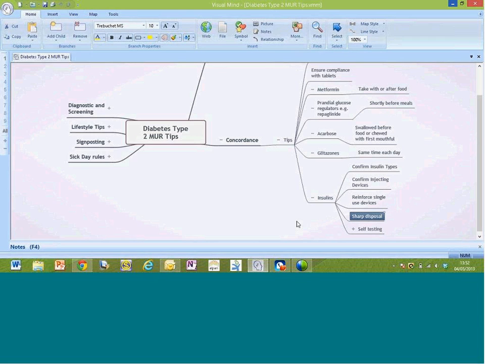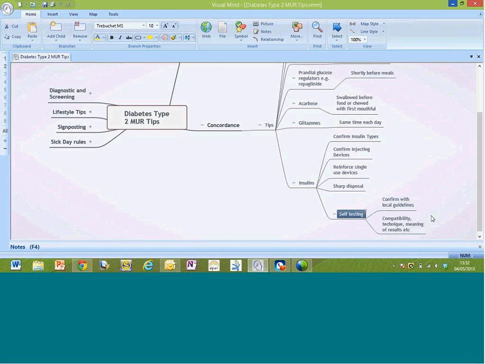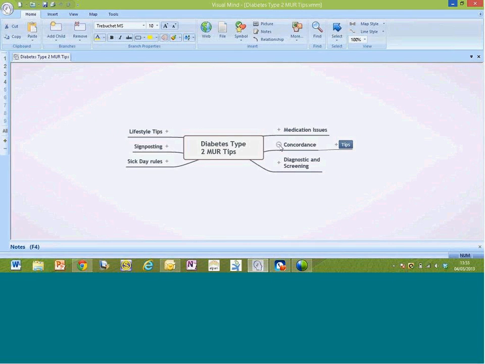And finally, with self-testing, check the local guidelines and what the recommendations are for self-testing, and also make sure, if they are testing, that the strips are compatible with the machines, and also the technique that they use, and that they understand the results of their readings as well. We'll come on to that in a little bit, especially with HbA1c readings, which we'll be talking about in a few minutes' time. There's a number of things there you can look at in terms of concordance, in terms of medication issues with regards to patients with type 2 diabetes.